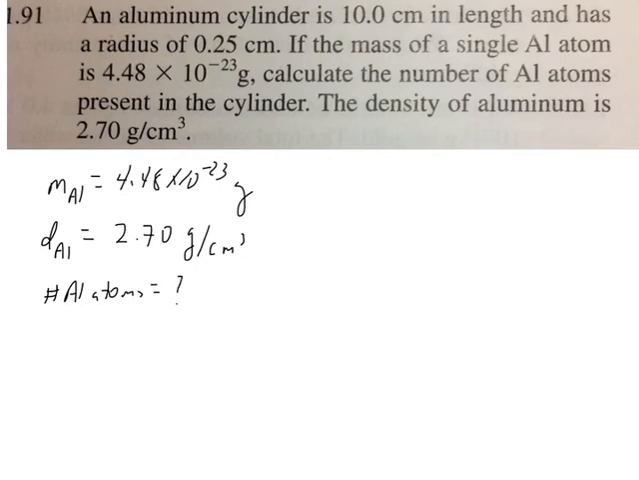And then here's the second part of the problem solving technique that I think is important. Sometimes it's good to draw a picture. So they tell us we have a cylinder, a cylinder of height equaling 10.0 centimeters, and then the radius here is 0.25 centimeters.